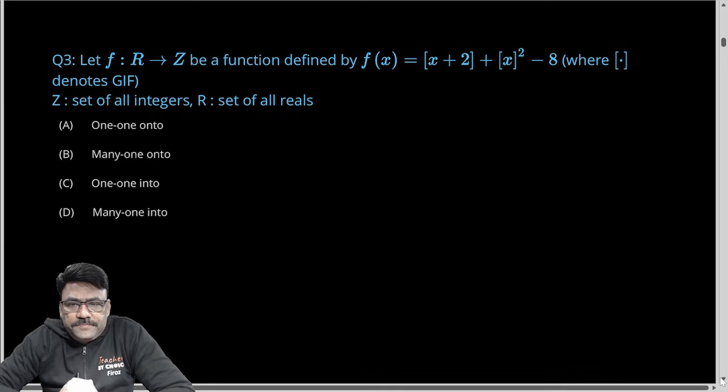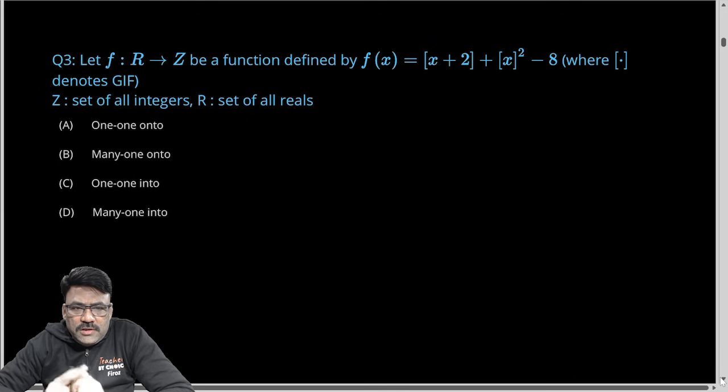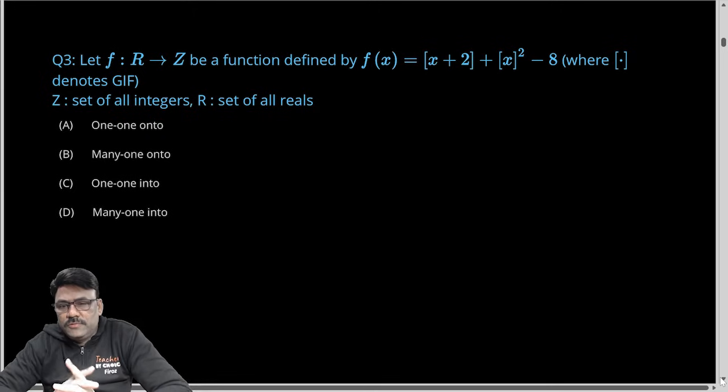See this question. They have given that the function f(x) is the integral part of x plus 2, plus the integral part of x square minus a. This square bracket is actually the GIF, the integral part. And the domain of the function is R, all real numbers. Codomain is Z, the set of integers. So which type of function is this? One-one onto, many-one onto, one-one into, many-one into.